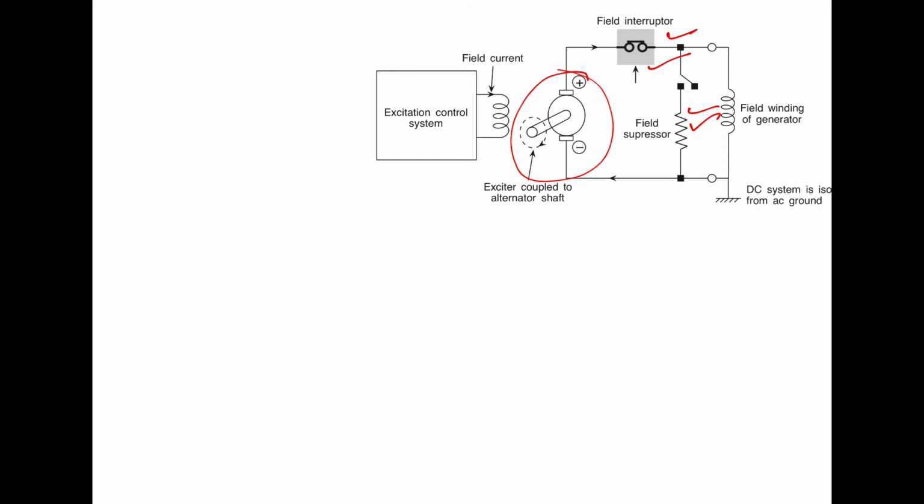So this is the electrical circuit of the exciter of the generator. It contains the field interrupter and the field suppressor.